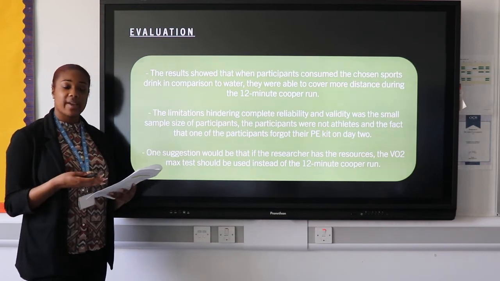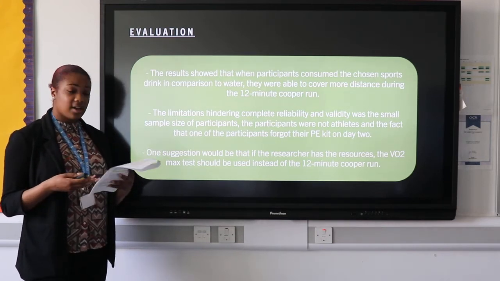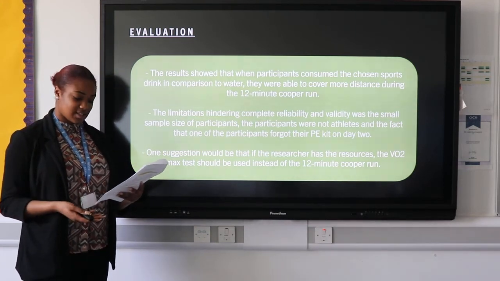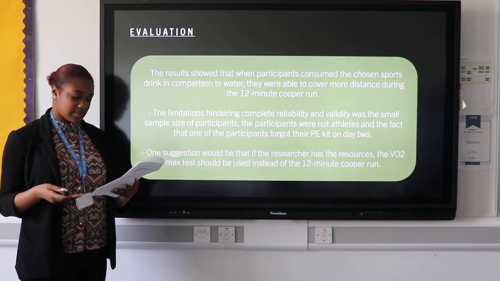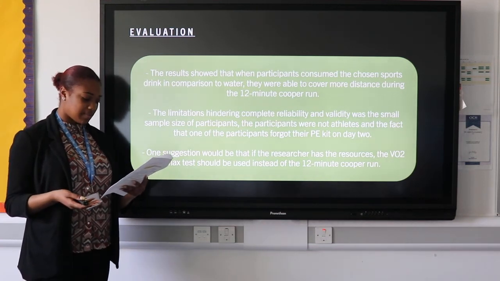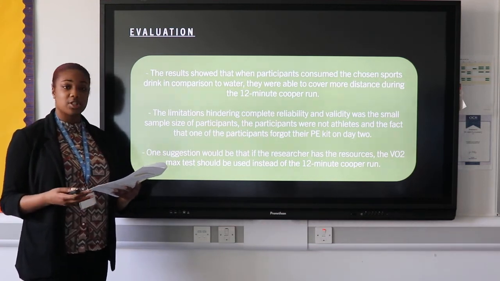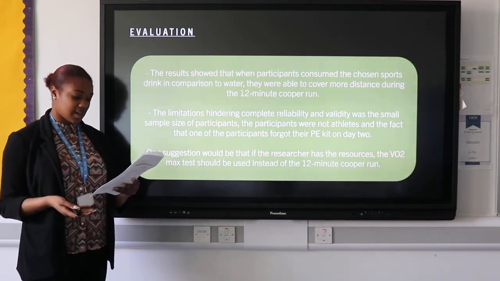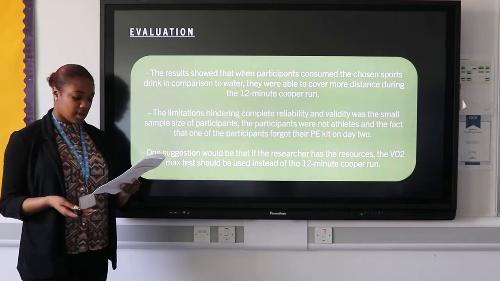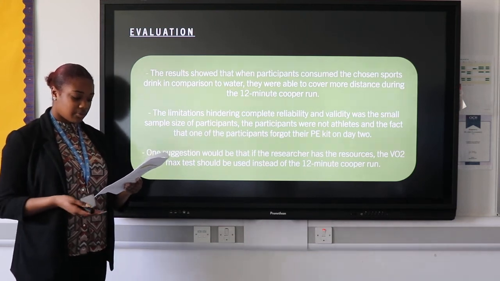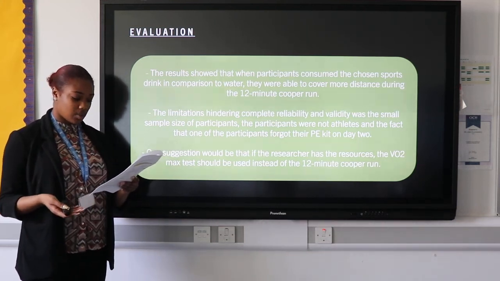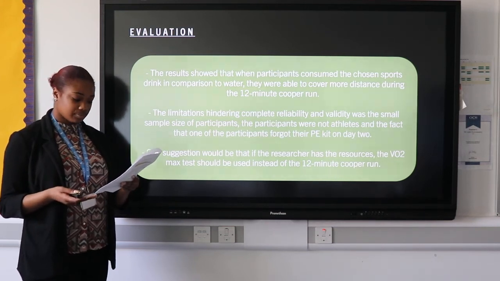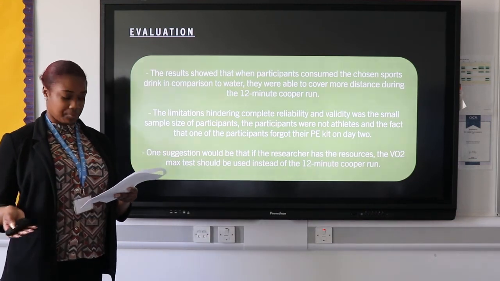One suggestion that I'd make to improve this is that if I had the resources, I would perform the VO2 max test instead, because this is a maximum aerobic test which is performed on a treadmill or cycle, which is attached to a machine that can analyze the air exhaled. This test will reveal both how much oxygen is used while exercising and how much oxygen is actually taken in.